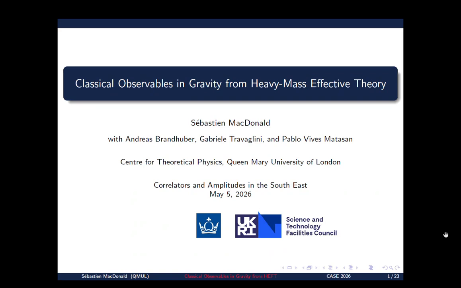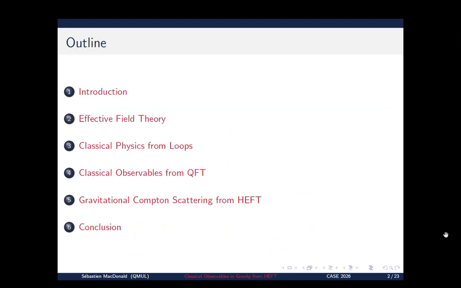Today I'll be talking about classical observables, how we might get them from a QFT, specifically in gravity, and how we might use a heavy mass effective theory to make our lives easier. Today's talk is an overview of methods and the building blocks, the fundamentals of these approaches, so you can go home and do them yourselves if you'd like. We're going to start with why an effective field theory to describe these massive compact objects.